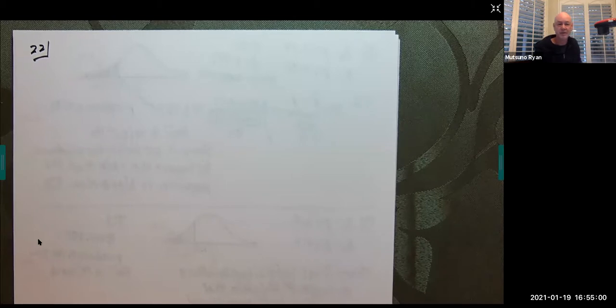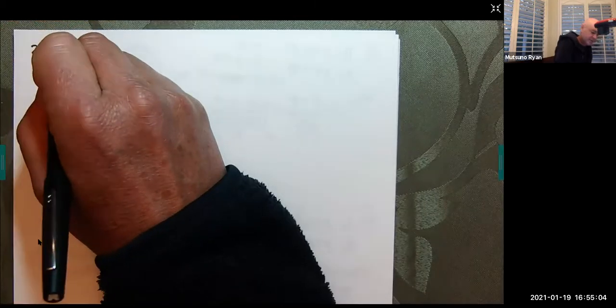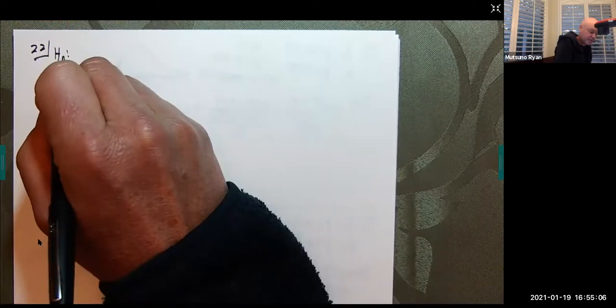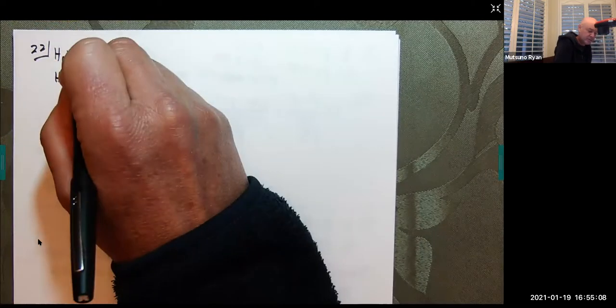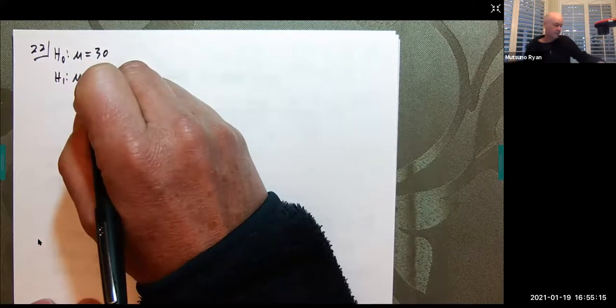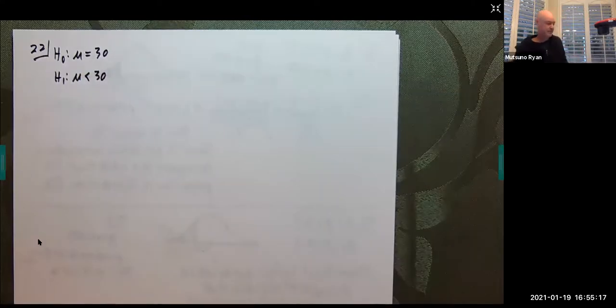So I want to point out that we are dealing with the mean in this case. And this is a less than 30 grams. Remember, the null is always equals. And I'd like to point out they give us no information at all about the standard deviation of the population. They do give us the standard deviation.